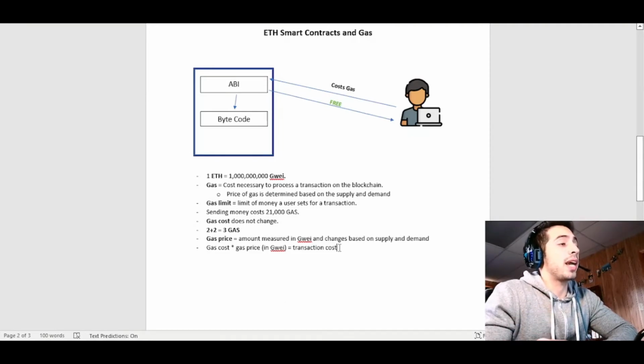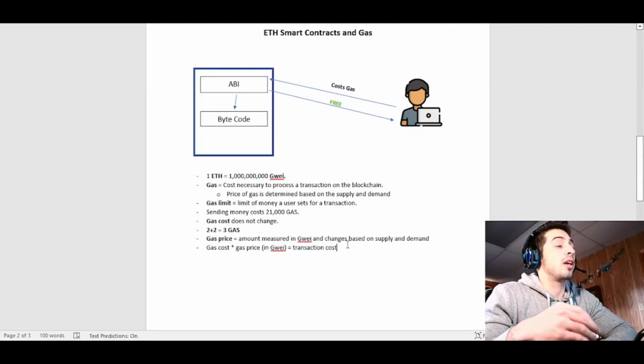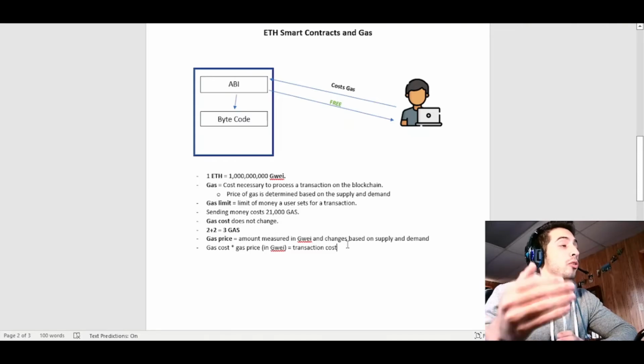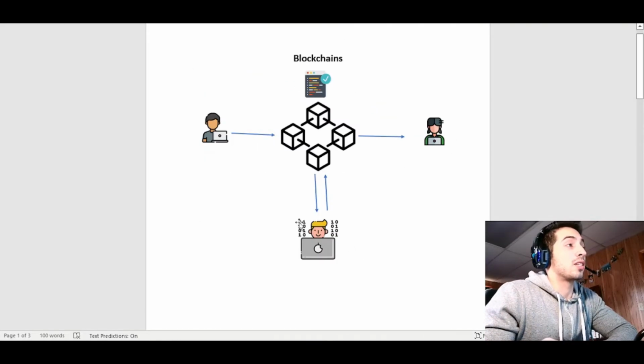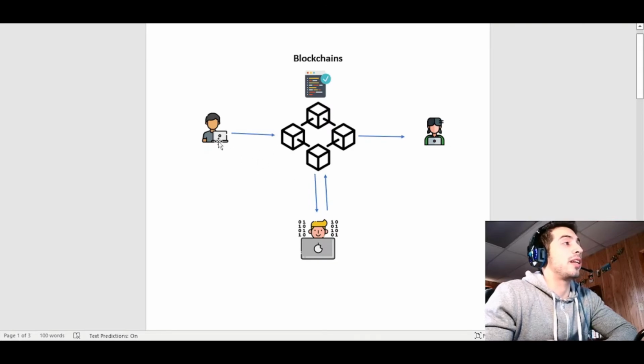That money that you pay actually goes to the miner, who uses his or her electricity and computer power to mine the block that you're doing the transaction on. Now, as a summary of what we discussed, if you were to send data or process a transaction on the blockchain, you would have to add that data to a block, and a miner would mine that block to generate the hash value that is needed for that block to be valid. And smart contracts live on the blockchain.